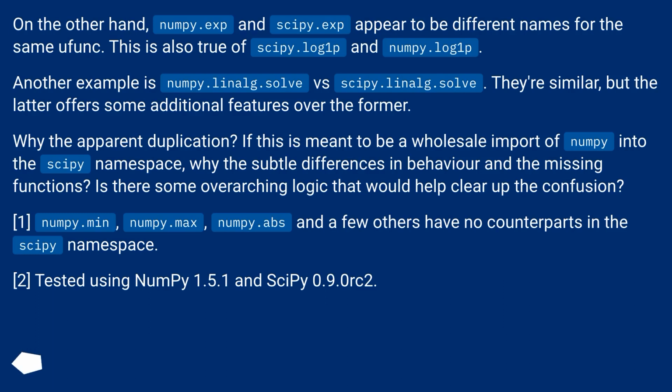Why the apparent duplication? If this is meant to be a wholesale import of NumPy into the SciPy namespace, why the subtle differences in behavior and the missing functions? Is there some overarching logic that would help clear up the confusion? Footnote 1: numpy.min, numpy.max, numpy.abs, and a few others have no counterparts in the SciPy namespace. Footnote 2: Tested using NumPy 1.5.1 and SciPy 0.9.0 RC2.